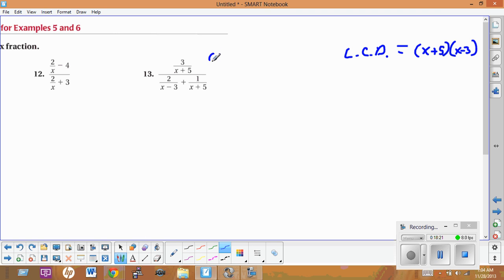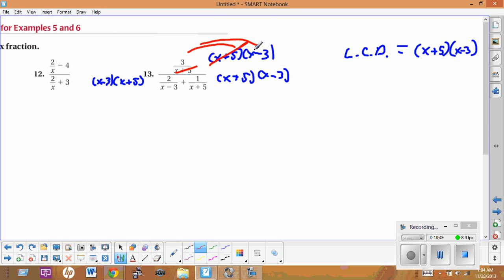I multiply each term by x plus 5, x minus 3, let's do each of them, x plus 5 times x minus 3. One more time, x plus 5 times, I'll put him out front here. I can do a lot of cross canceling. This x plus 5 takes out that x plus 5. They divide out. Then I can distribute through the 3. And my numerator becomes 3x minus 9.